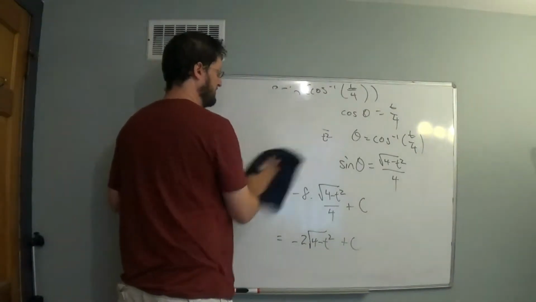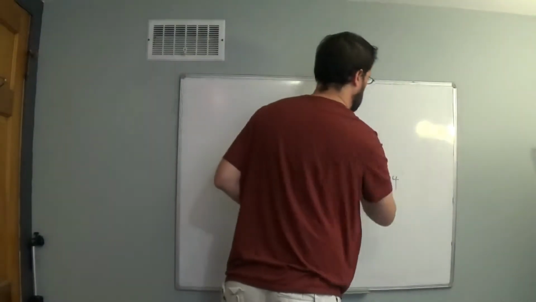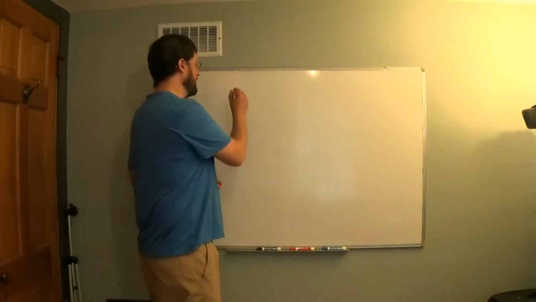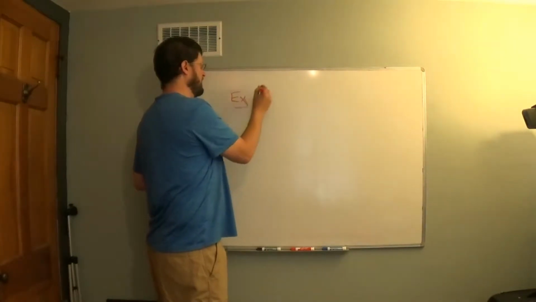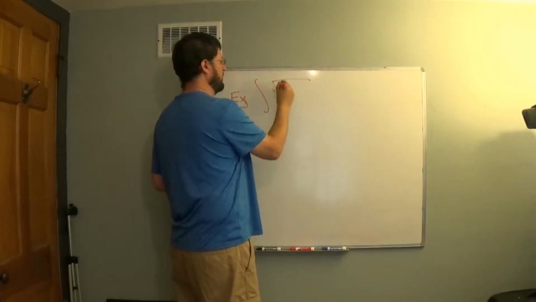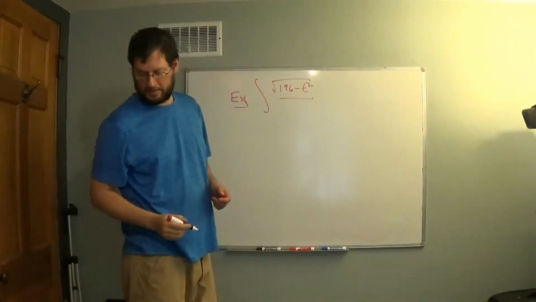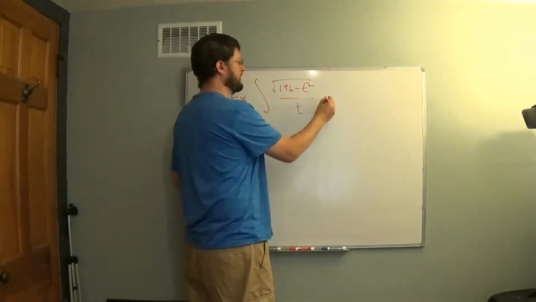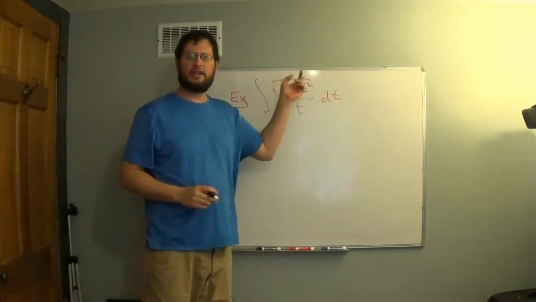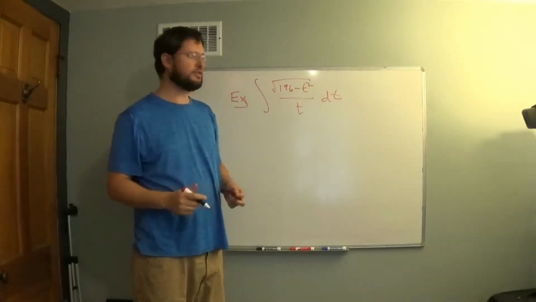Let's do another one. And so let's look at another example. Let's integrate square root of 196 minus t squared over t dt. Again, we see the minus. When we see the minus, that indicates that we'll be looking at a sine substitution.